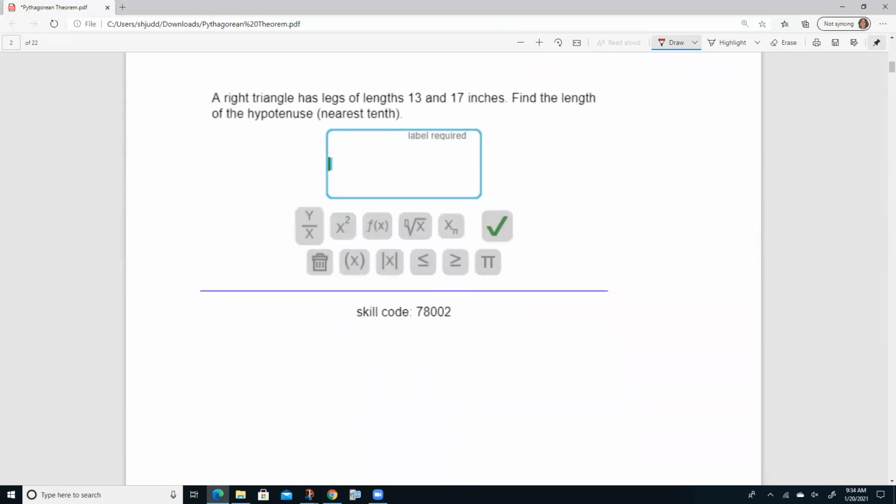And now this one says a right triangle has legs of lengths 13 and 17. So it identifies them as legs. So those are going to be my A and B. Find the length of the hypotenuse. So 13 squared plus 17 squared equals my hypotenuse, which is C squared. Just to make this a little bit easier, I'm going to plug in 13 squared plus 17 squared into my calculator all at once.